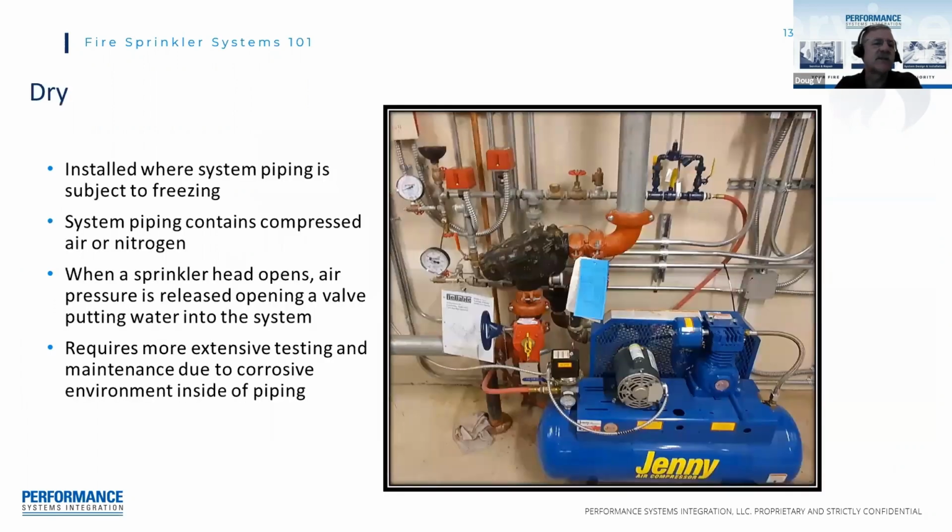Dry systems are typically installed where the sprinkler system is exposed to freezing conditions. The piping's maintained dry with compressed air or nitrogen. The dry valve activates once a sprinkler head opens. That dry valve will sense that loss in air pressure and charge the system with water. Dry valves will always have some source of compressed air or nitrogen to maintain them in a dry state.